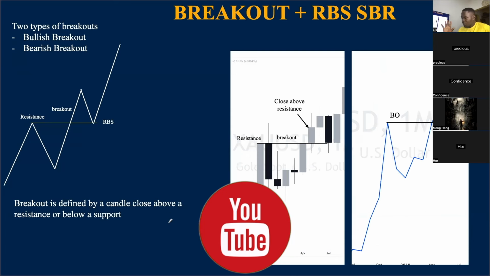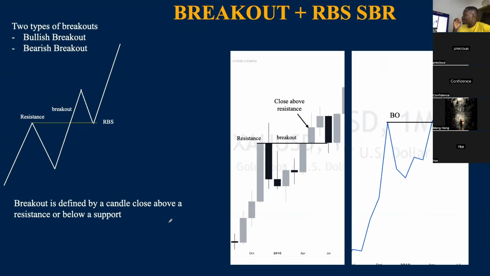Okay, now, if you understand support and resistance, then you should also understand what a breakout is. So a breakout is defined by what? The candle closing above a resistance or below a support. So if this is a resistance, remember a resistance is a V shape, and the market goes and closes above it. The candle closes above it. We call it a breakout. So what's a breakout? A breakout is when the market closes above a resistance. That is what a breakout is.